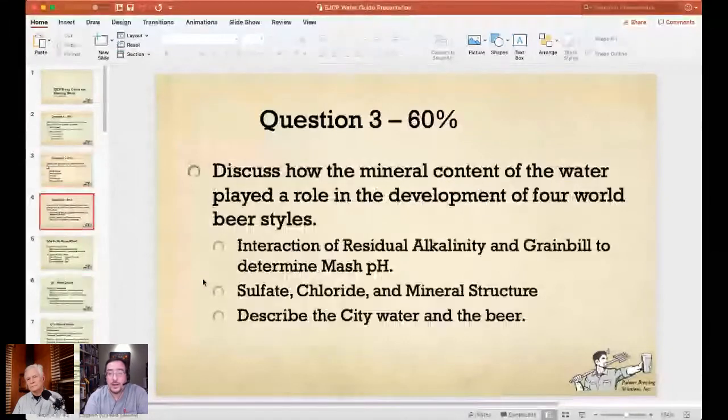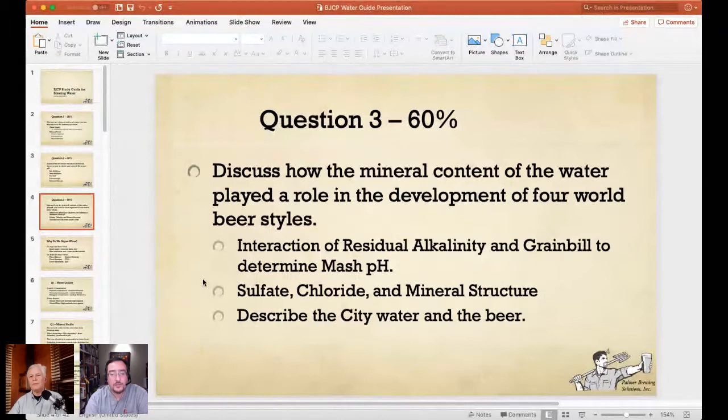Question 3, discuss how the mineral content of the water played a role in the development of 4 world beer styles. Well, the basis of this question comes down to the interaction of the residual alkalinity of the water and the grain bill for the beer in determining the mash pH. Now, if the mash pH is not ideal, you can have various problems. You can have poor conversion from denaturing the amylase enzymes, or you can have harsh bitterness and astringency as a result of high pH in the mash. So there's some issues there.